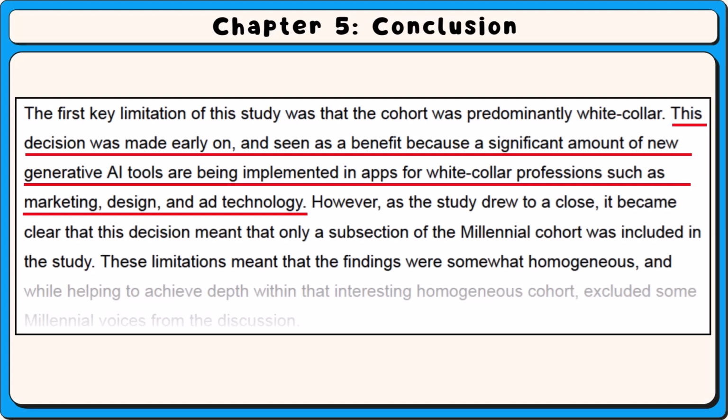Here's an example that leads on from the stated limitation that the cohort was predominantly white collar. This decision was made early on and seen as a benefit because a significant amount of new generative AI tools are being implemented in apps for white collar professionals such as marketing, design, and ad technology employees. So this example is explaining why the limitation exists.